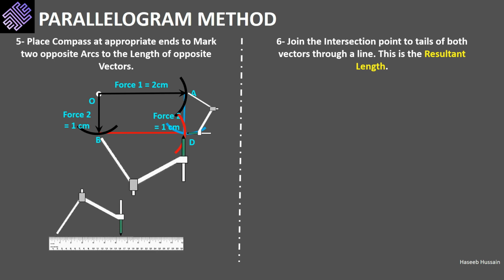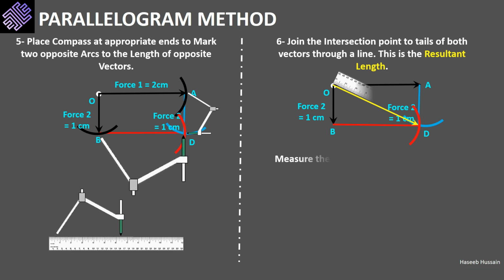Next step is to draw the resultant length. You draw a line from where the tails of the vectors meet to point D. In our case, it is from our point O to our point D, the point of intersection of the two arcs. This yellow line is our resultant length, which we can measure through the use of a ruler. Make sure to draw an arrow to show the direction of this resultant.